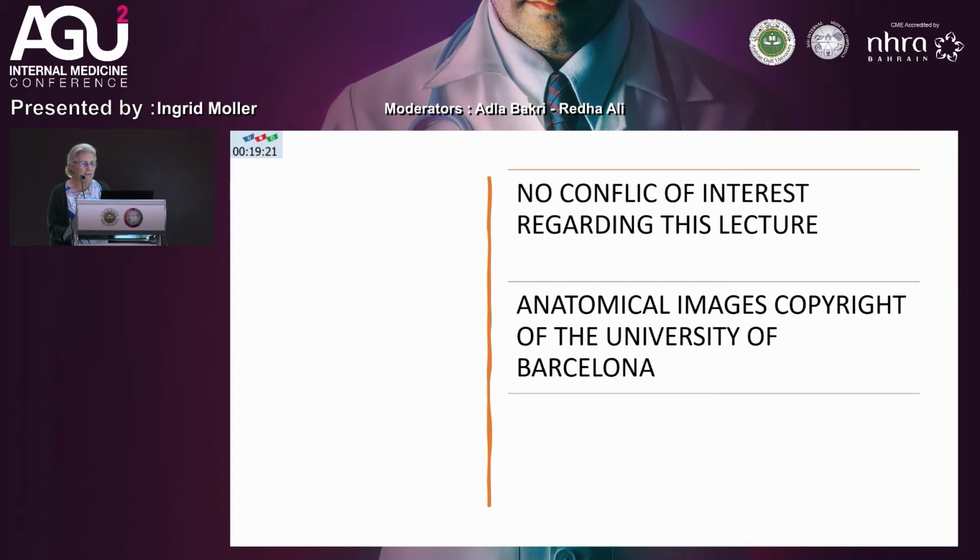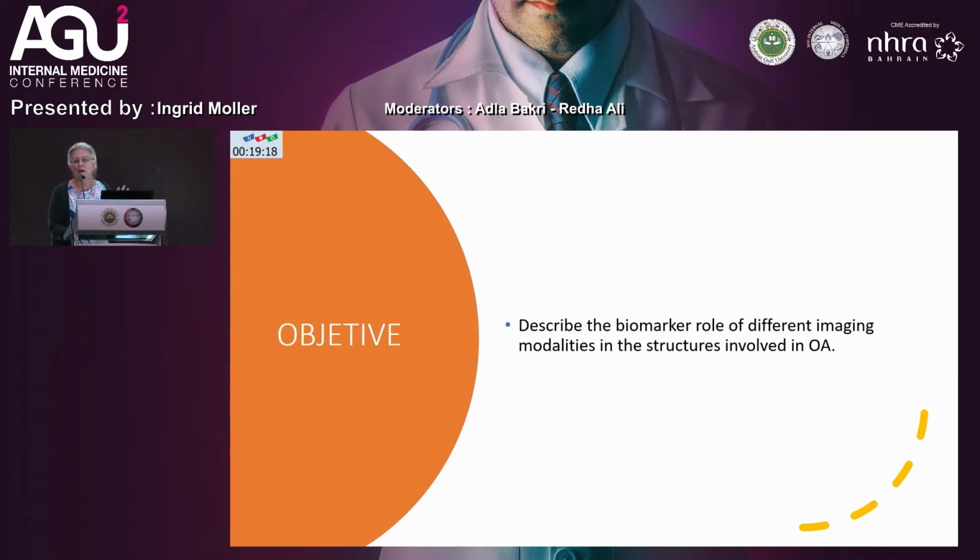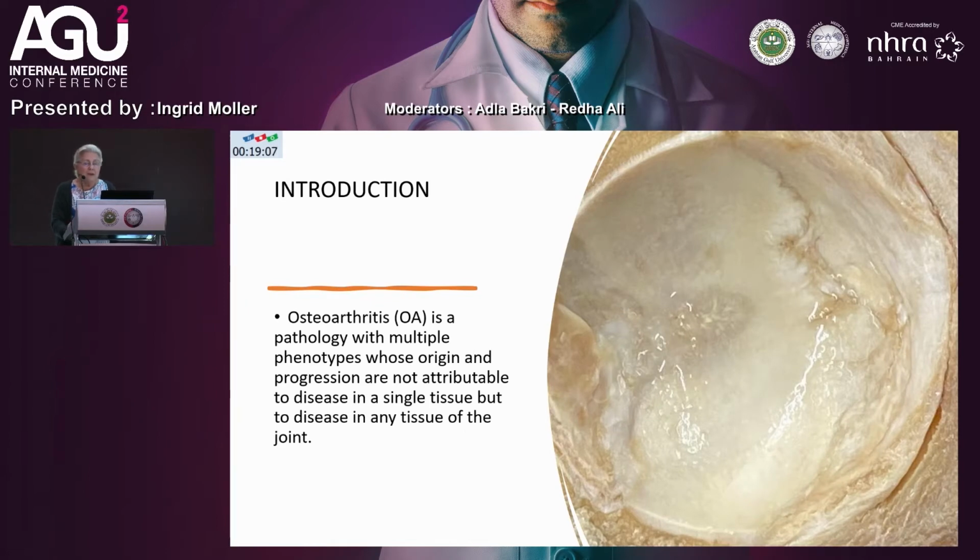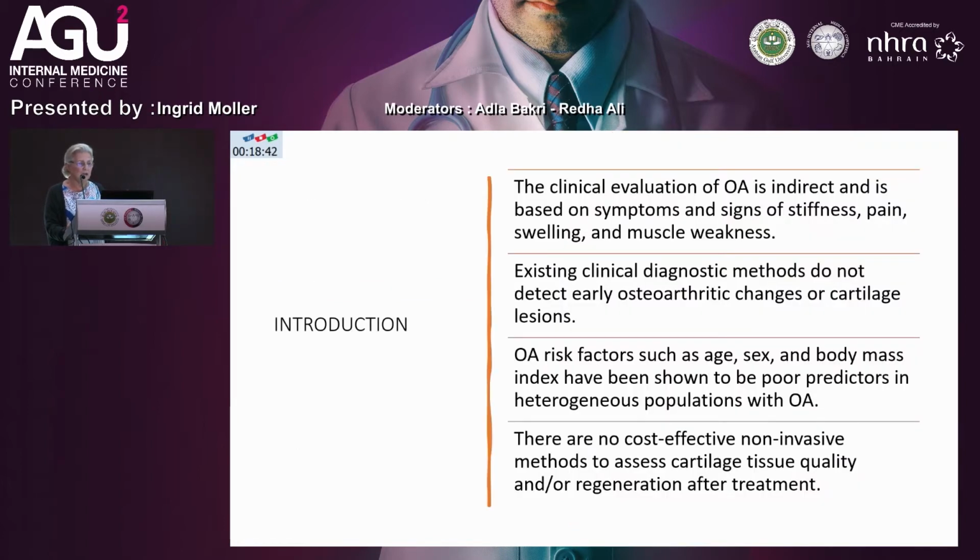I have no conflict of interest regarding this lecture, and my main objective will be to describe the biomarker role of different imaging modalities in the structures that are involved in osteoarthritis. And what is osteoarthritis? Well, everyone knows osteoarthritis, but in fact, we know that there are multiple phenotypes of osteoarthritis. And this is not a disease of a single tissue. This is a disease involving many other tissues that we have in the joint and around the joint.